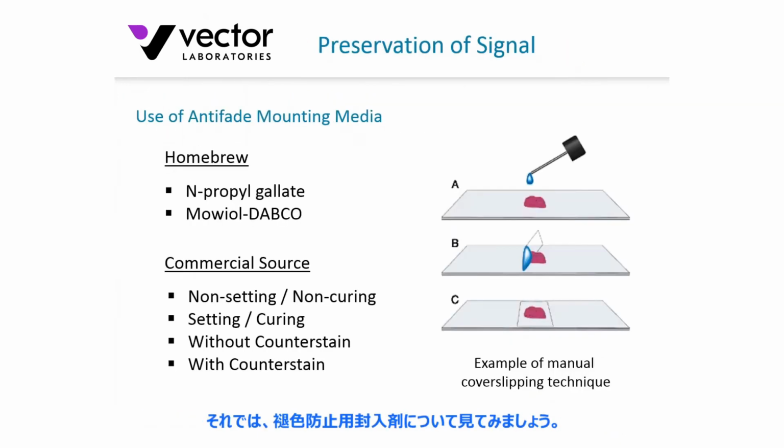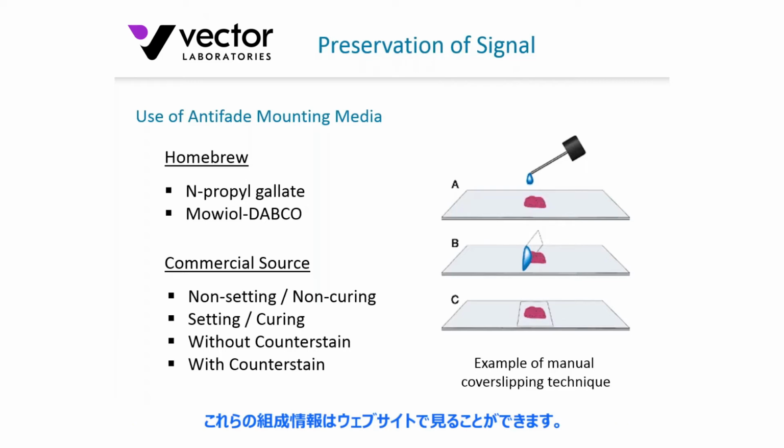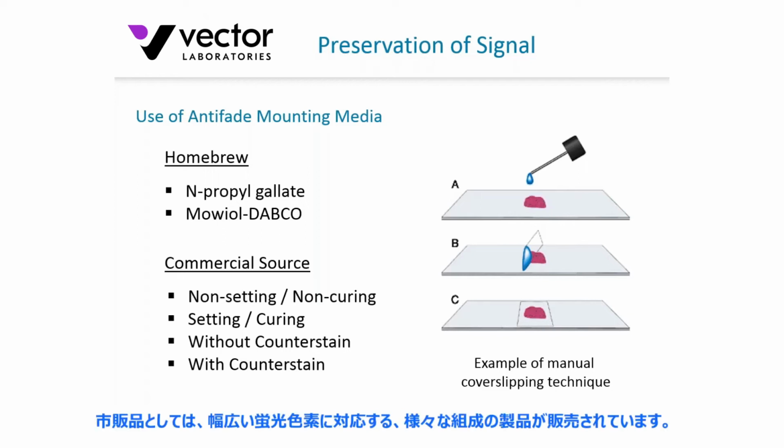So at this point, let's have a look at anti-fade mounting media. This is where you actually do get to preserve the signal. Now I've got a couple of homebrew type products out there that are used in prevention of fading of fluorophores. One is N-propyl gallate, another one is Mowiol DABCO. Just making you aware that they are available out there. Recipes are readily available out on various websites on the internet. Also, commercial vendors have a wide range of fluorophore choices in different flavors, I'll say, non-setting, setting, with or without counterstain.